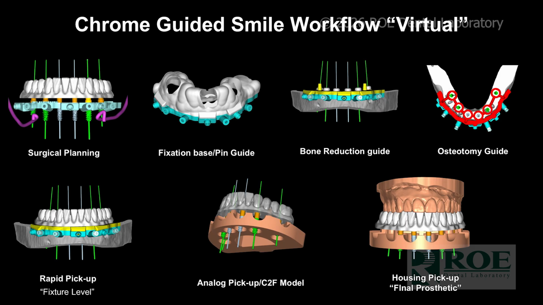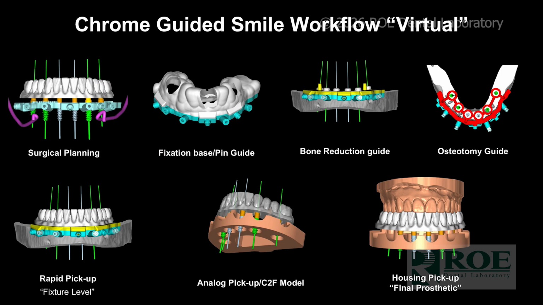And so just a quick summary of how this workflow is going to go. After the surgical planning is done, there's going to be a pin guide and a fixation base. The fixation base is separate from this pin guide, and it holds all the other guides along the way during the surgical procedure. The bone reduction guide is also the fixation base. So any bone that's sticking up above this fixation base after the teeth are removed is going to be taken down to give us a restorative space.